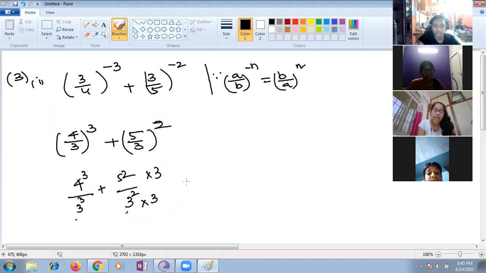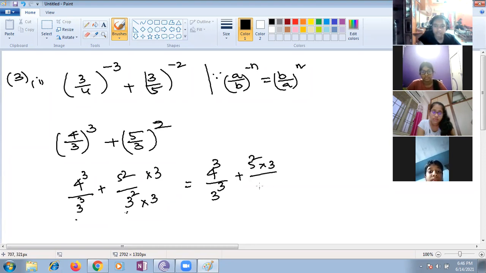Yes, ma'am. So what happened? 4 cube over 3 cube, and this is 5 square multiplied by 3, so this becomes 5 square into 3 over 3 cube. Now you can very simply add this up as over 3 cube, and 3 cube can be written as 27. Ma'am, 64 plus 75 by 27. Exactly, 64.